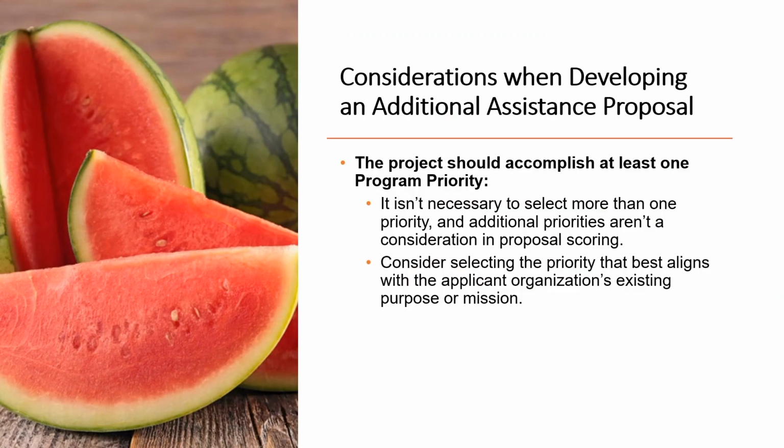Second, the project should accomplish at least one program priority identified in the RFCP. The number of priorities is not a factor in scoring criteria, so it is not necessary to select more than one. Consider identifying the single priority that is closest to what your organization already does.